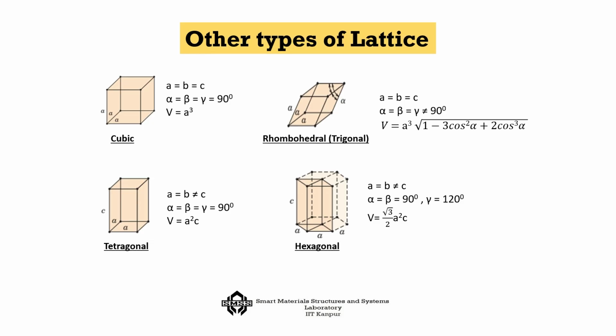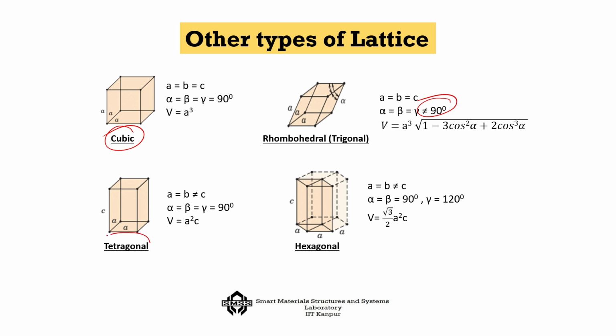Then you can also have rhombohedral, or trigonal. Here a, b, c will be equal, alpha, beta, gamma will be equal, but not equal to 90 degrees. This is a rhombohedral system. And then you can have a cubic system, which is the simplest one. a, b, c are all equal, and alpha, beta, gamma equal 90 degrees.